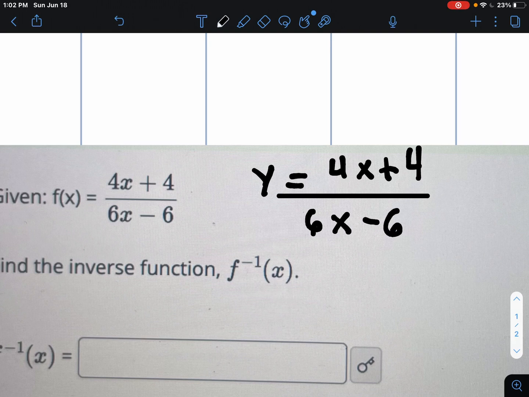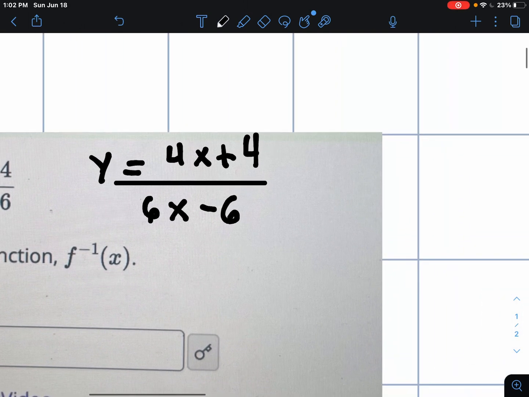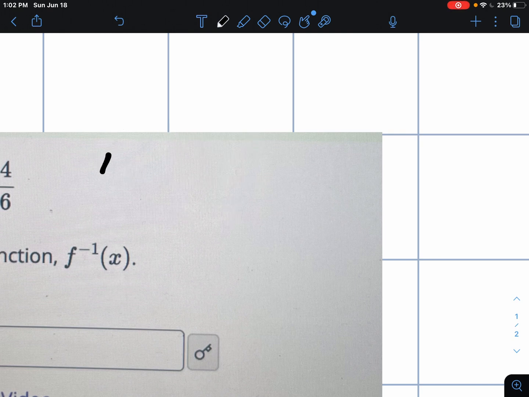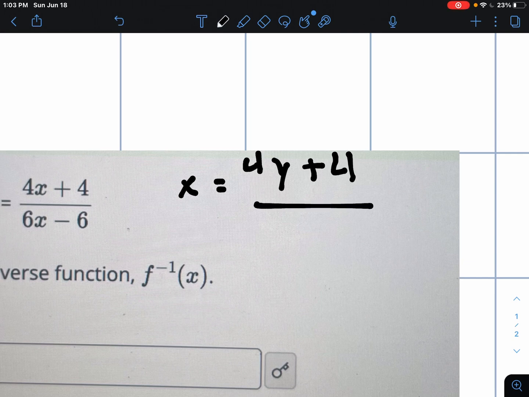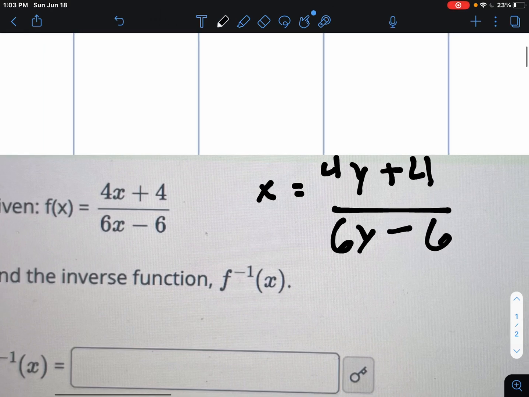In order to find the inverse function, we have to switch around the y and the x. Let me erase this so I have more room. Instead of y equals, we're going to do x equals 4y plus 4 over 6y minus 6. Then we solve for y, and that will give us our inverse function.